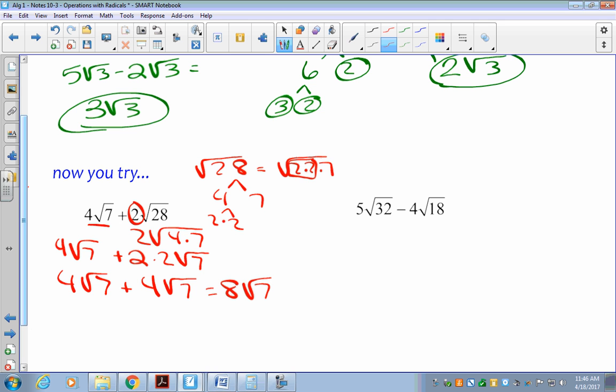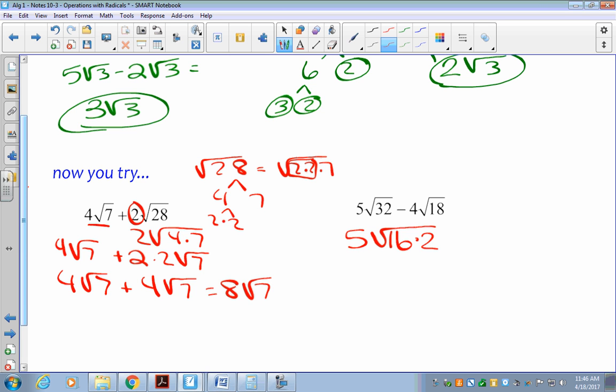All right. 32. Some of you may look at 32 and go, I know what perfect square lives inside 32. It's 4. There's a bigger number. What's the bigger perfect square that lives inside of 32? 16. What?